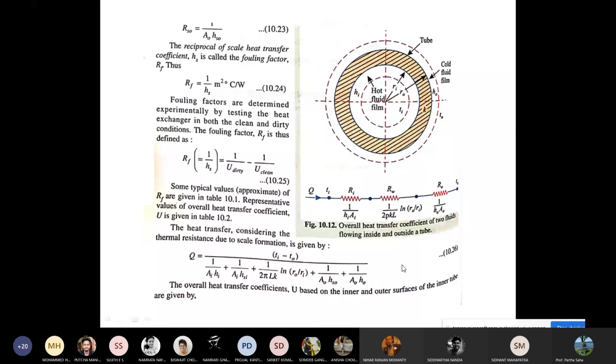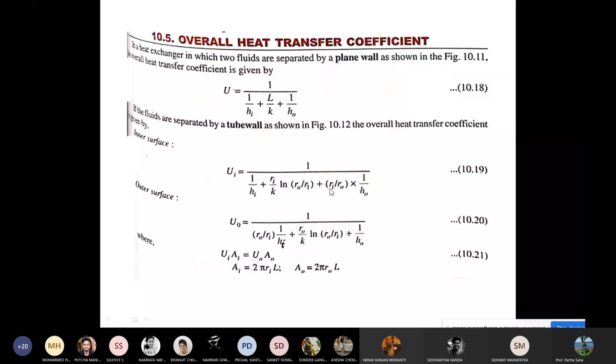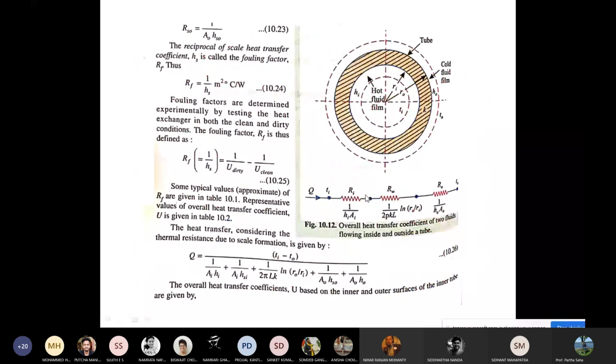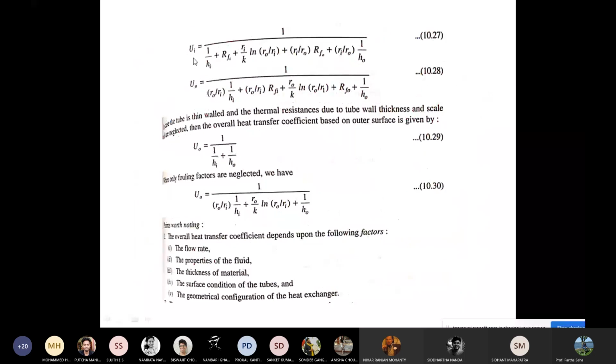Now, the overall heat transfer coefficient based on the inner and outer surface of the inner tube is given by this. This is the original expression for the overall heat transfer coefficient inside and outside. When you actually have scale, the scale factor comes into play, you can say RFI and RFO come into play. These expressions are very useful when you solve numericals.